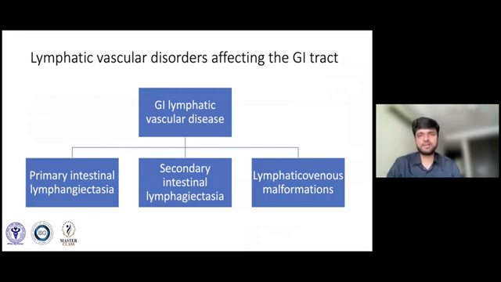So essentially, when we talk about GI lymphatic vascular disease, we are talking in terms of three major lymphatic disorders. First is primary intestinal lymphangiectasia. And then we have secondary intestinal lymphangiectasia, secondary to numerous disorders. And finally, we can have lymphaticovenous malformations.